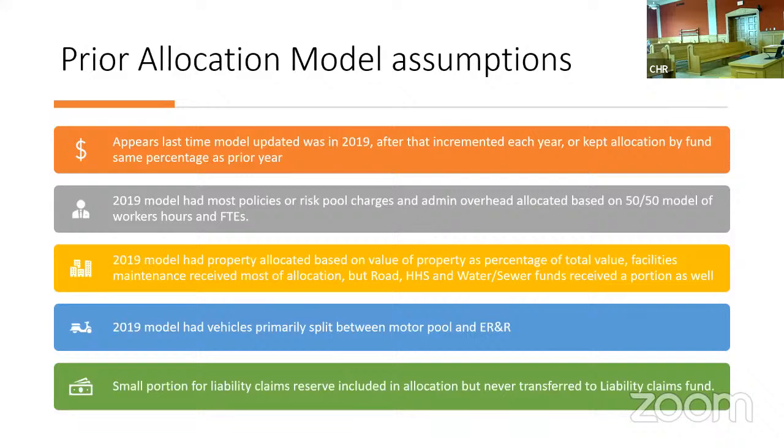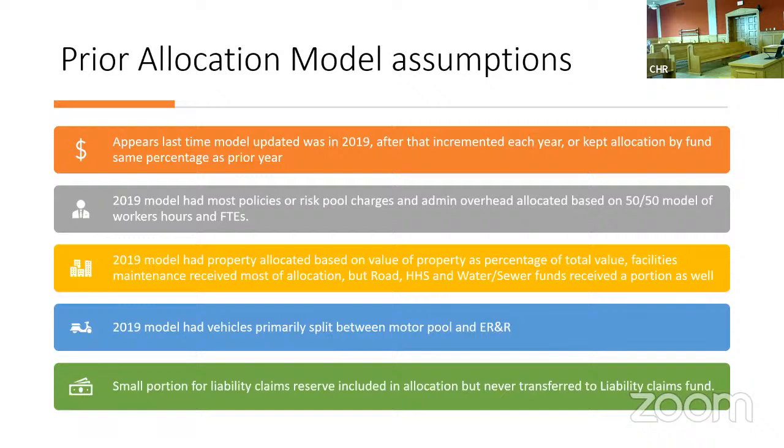When they did that, most of the facilities maintenance received most of the allocation, but some of the allocation actually went to the road fund, the health and human services, the water sewer funds, a small portion. But anyway, that's the way they did it. And then in the 2019 model, they had vehicles, insurance, and they split that primarily between motor pool and R&R equipment.